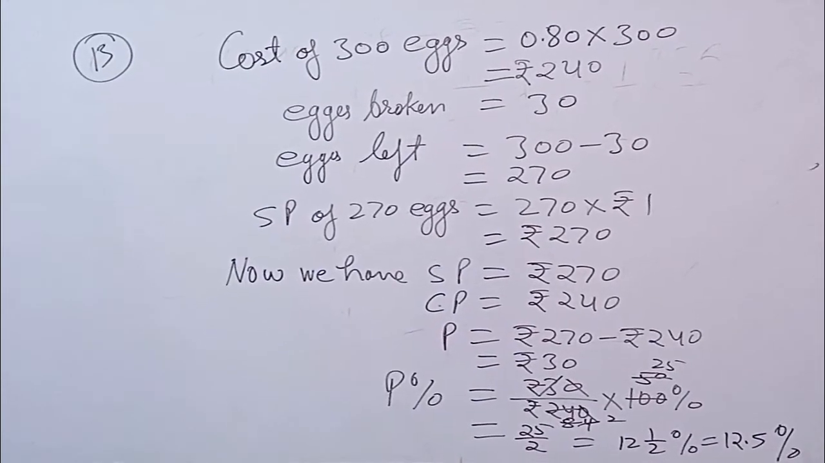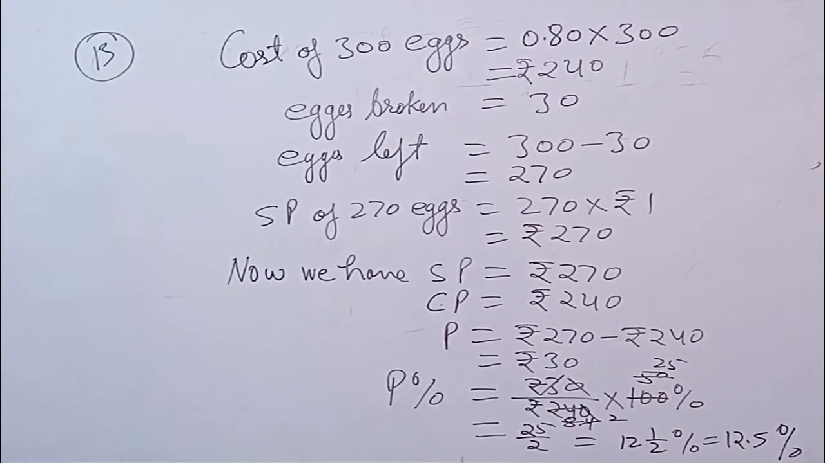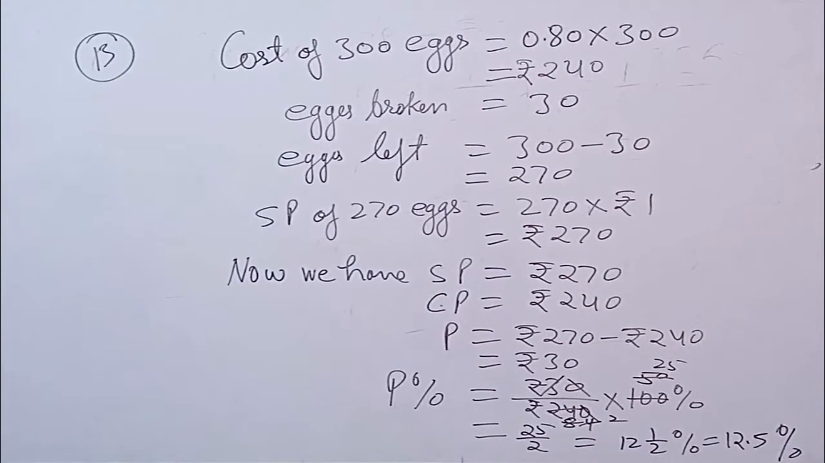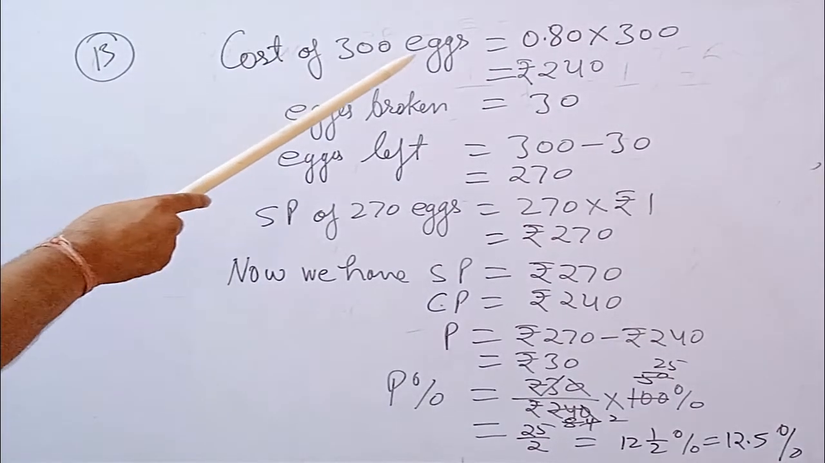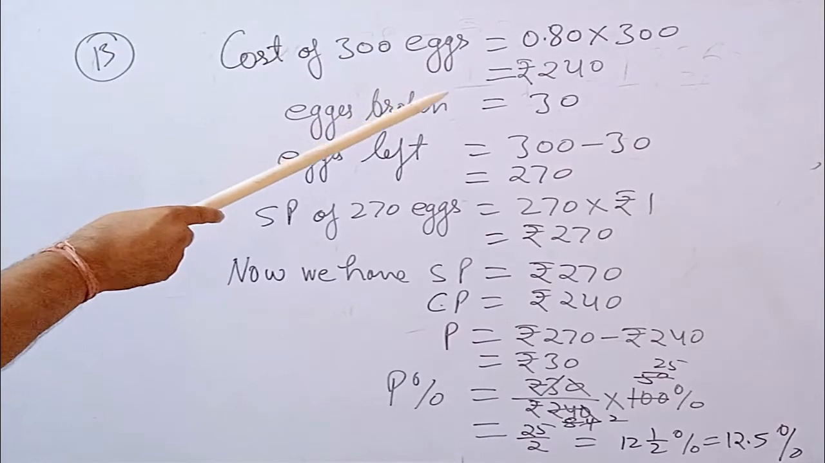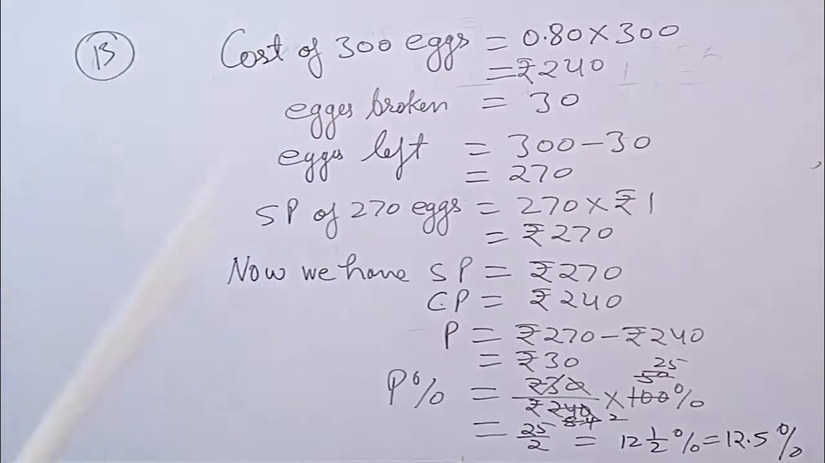Children, I am taking question number 13. A shopkeeper bought 300 eggs at 80 paisa each. 30 eggs were broken in transit, and then he sold the remaining eggs at 1 rupee each. Find his gain or loss percent. So first, he purchased 300 eggs at the cost of 80 paisa per piece. That is the total cost of 300 eggs, 80 paisa into 300, that is rupees 240. That means the cost price is rupees 240.